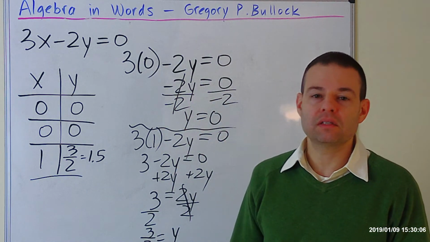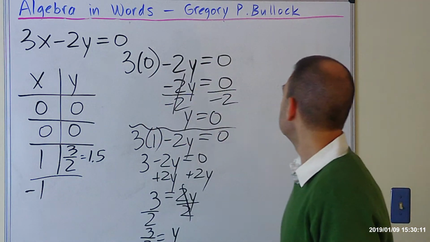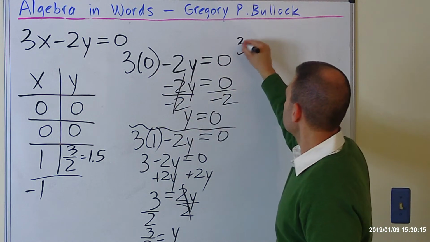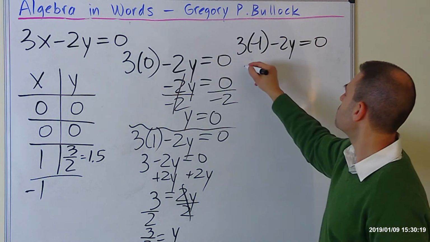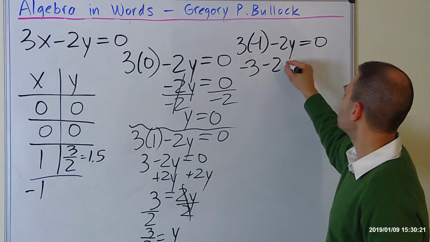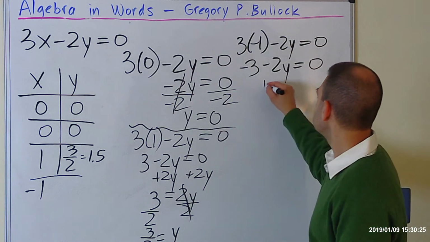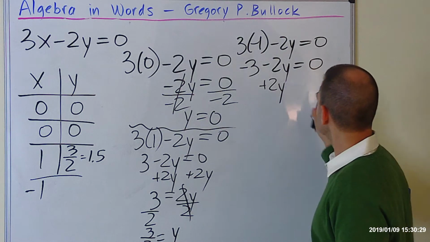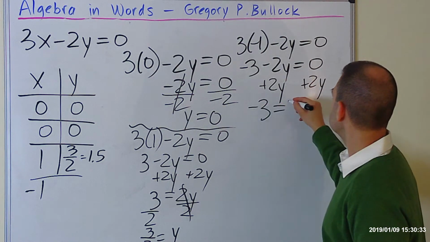To me, the easiest next one to use is negative 1. So let's put negative 1 there, and let's come over here and substitute in negative 1 for x. 3 times negative 1 minus 2y equals 0. This becomes negative 3 minus 2y equals 0. Add 2y to both sides. We get negative 3 is equal to 2y.